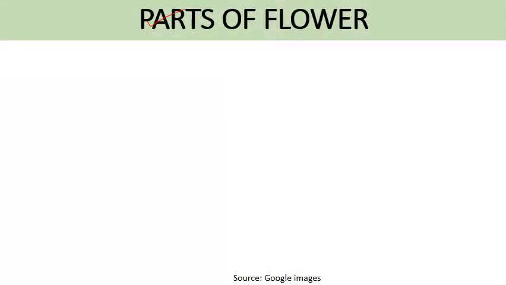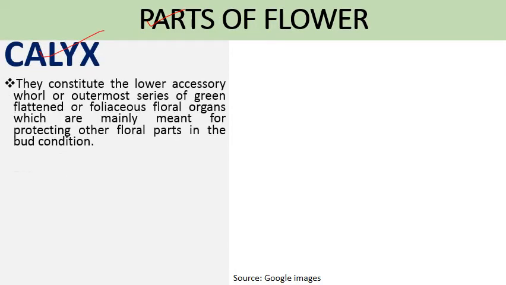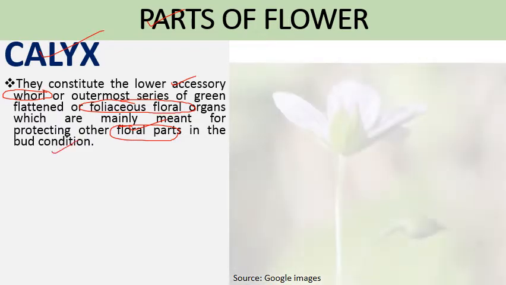So part of flower, we will start with the outermost part, that is the calyx. It is formed by the sepals. So they constitute the lowermost accessory whorl. Accessory means helping whorl, or outermost series of green, flattened, or foliaceous. Foliaceous means leaf-like floral organs, which are mainly meant for protecting other floral parts. So इसका जो main function है, ये protect करता है सभी के सभी other floral parts को जो इसके अंदर lie करते हैं in the bud condition.